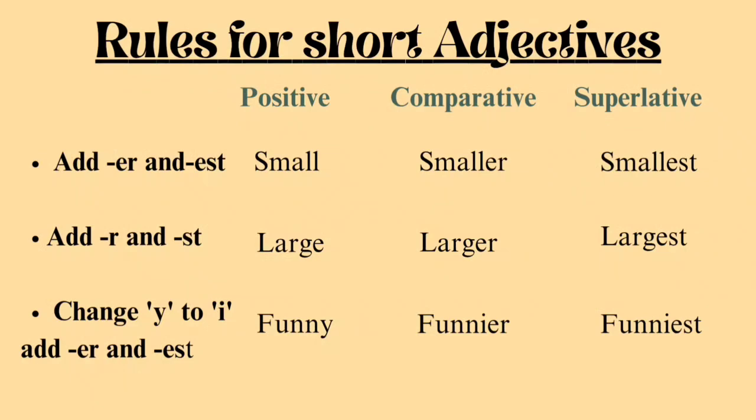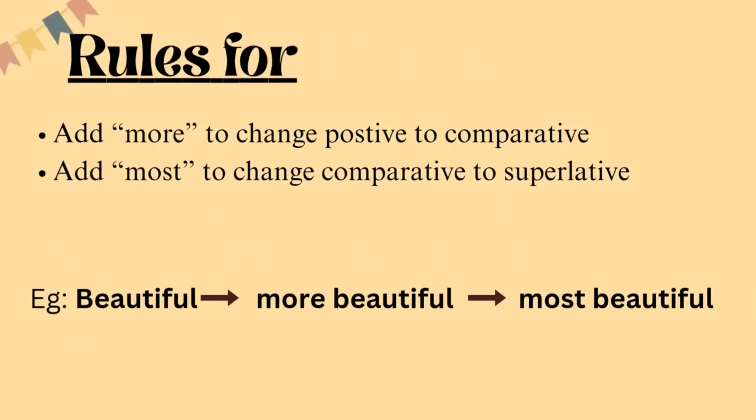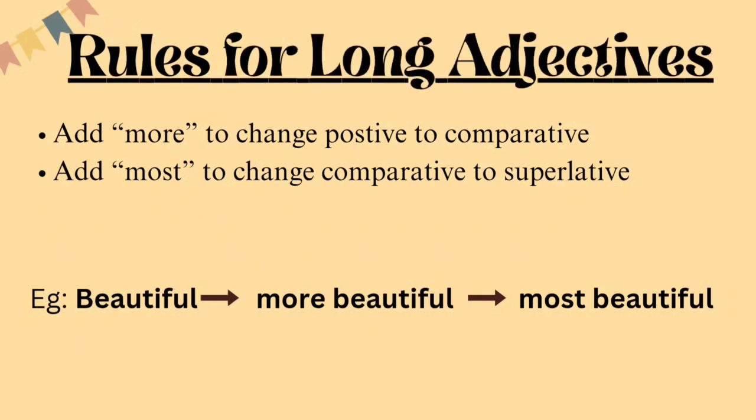Now let's look into long adjectives. More than two syllables are known as long adjectives. Example, beautiful. For comparative degree, we only add more, and for superlative degree, we add most. And the word beautiful became more beautiful and most beautiful.